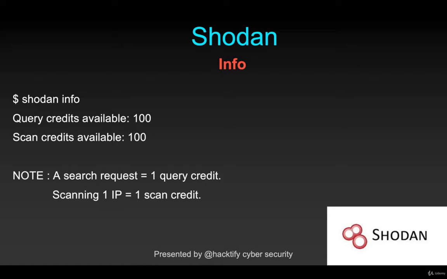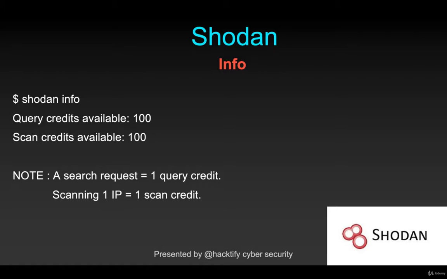For example, you will get information like query credits available. Because you have signed up as a free account, you will get 100 query credits as well as 100 scan credits. You should make a note that each search request that you make using the terminal, the command line interface, uses one query credit. As well, when you are scanning one IP address, one scan credit is utilized. So you are just limited to 100 scans or 100 credits. After that, your credits will get exhausted.